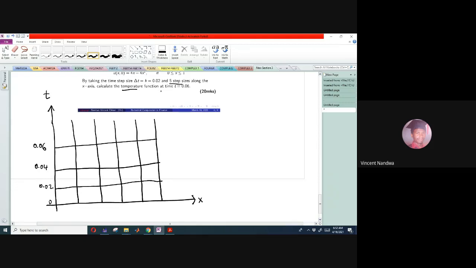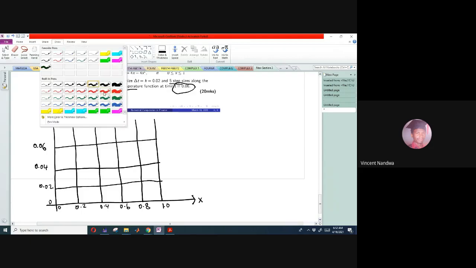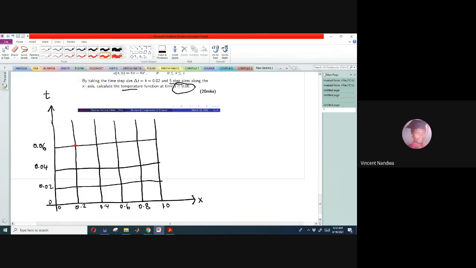Because they want us to find the values of temperature at t equals 0.06, we just stop at this point here. So this is our grid. This is 0, 0.2, 0.4, 0.6, 0.8, and this is 1.0, the last value of x. So the question at hand requires us to find the values along this row when t equals 0.06.